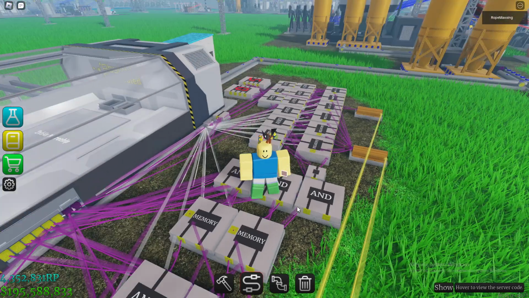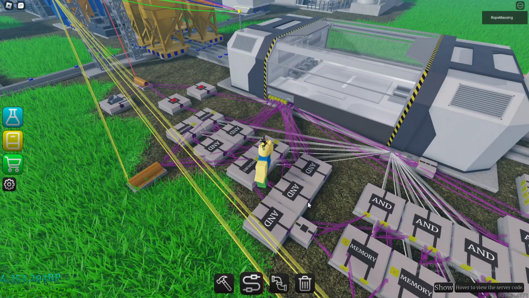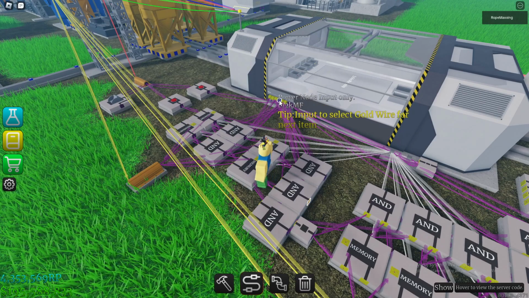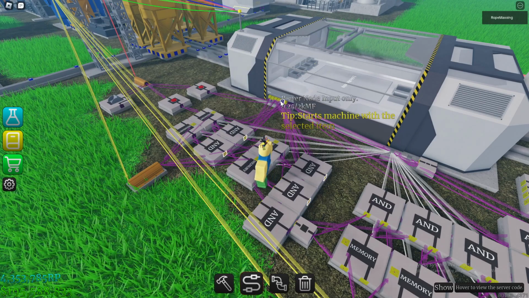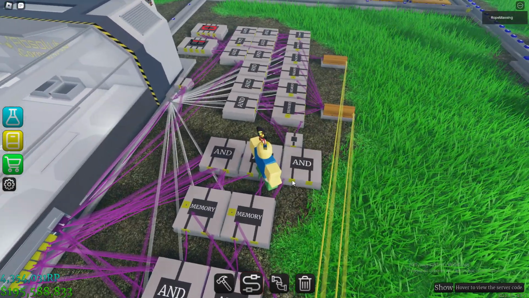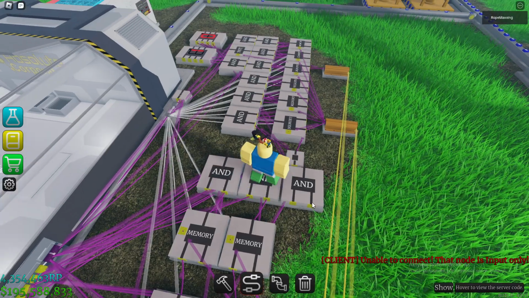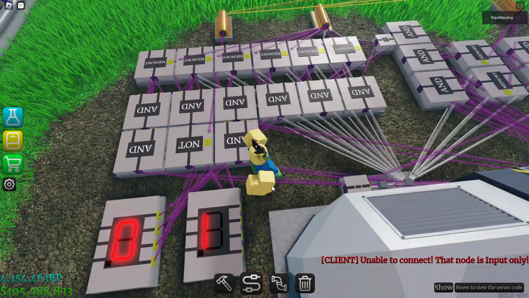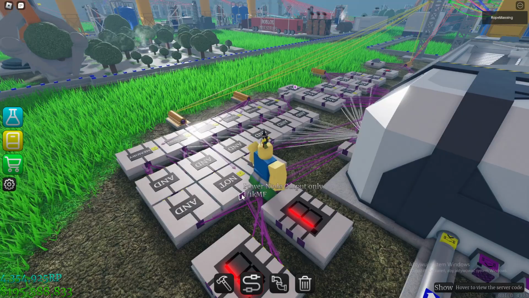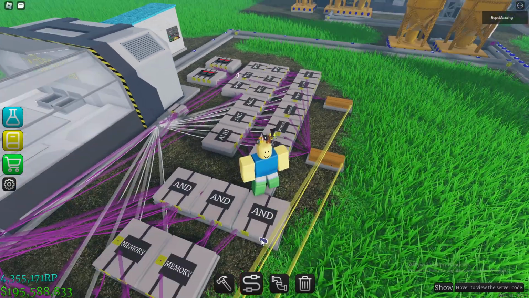and also into the signal to reset memory of this AND gate. And also, of course, into the input to select gold wire for next item, and start the machine with the selected item. Okay. After that, this AND gate will also need the right input to work, which will need this NOT gate right here. You'll have to connect this NOT gate into this right input of this AND gate right here. Just connect it.